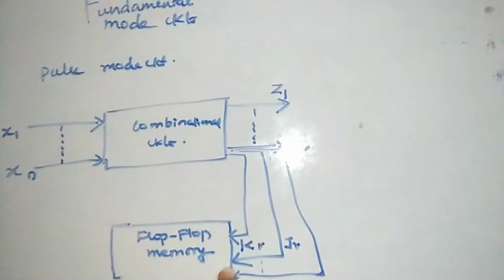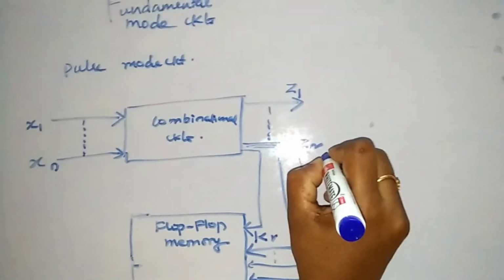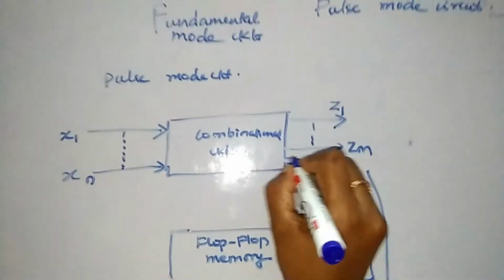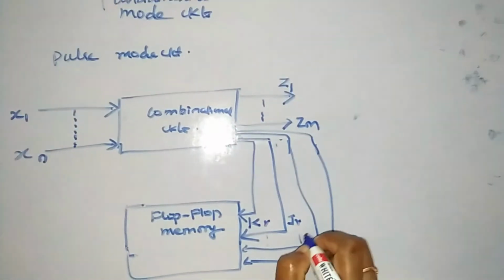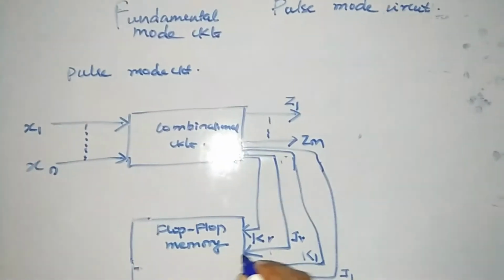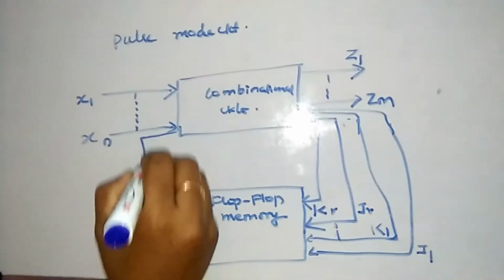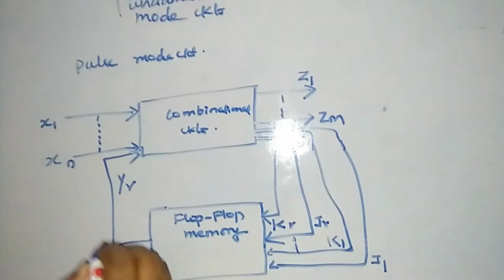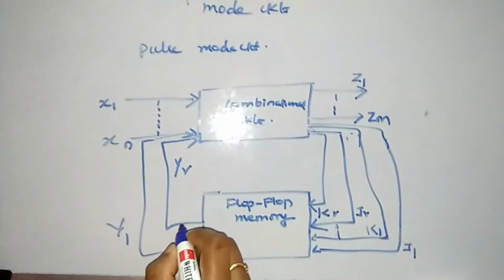So you have J1 to K1. I'll connect this over here so you can see the continuity. If it is K1, then this is your J1. You have n number of terms over here. Similarly, these are my excitation variables YR, and the same thing I'll connect over here. So this is my YN.